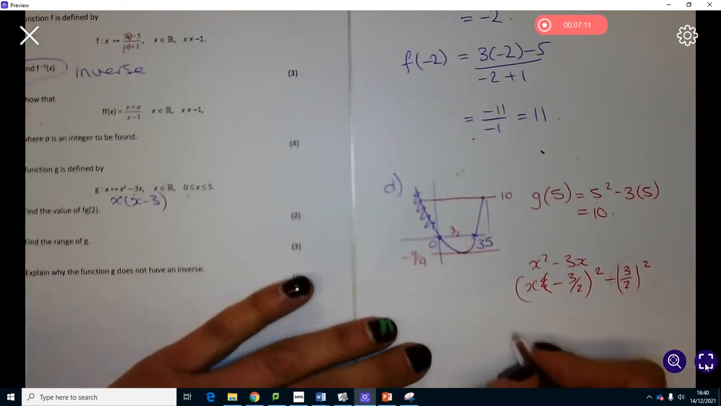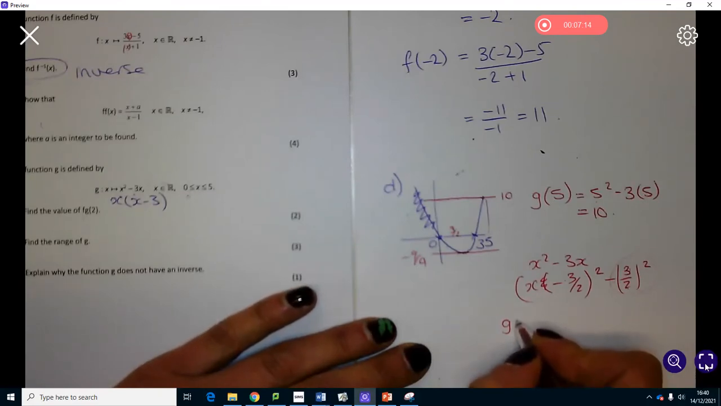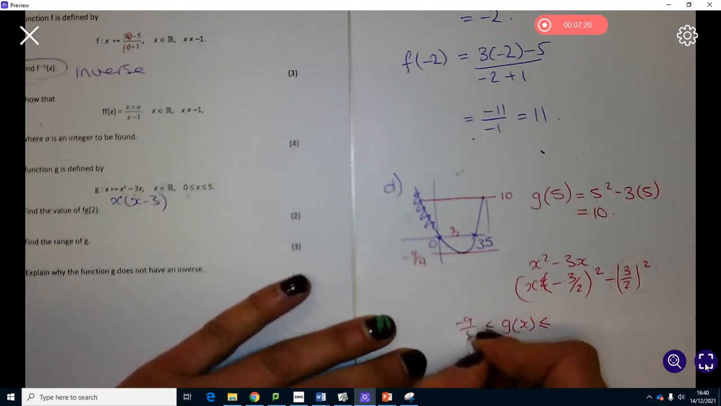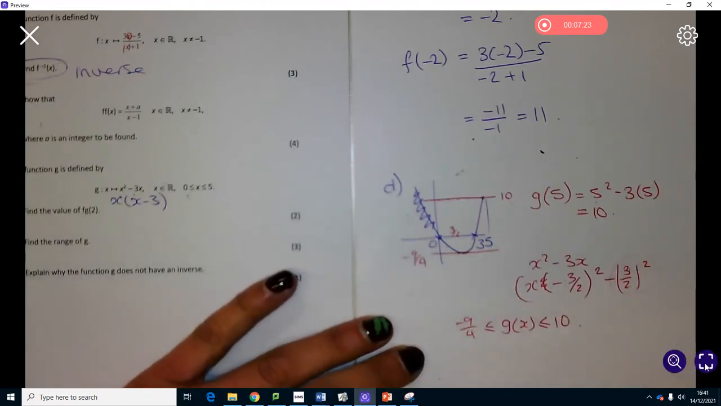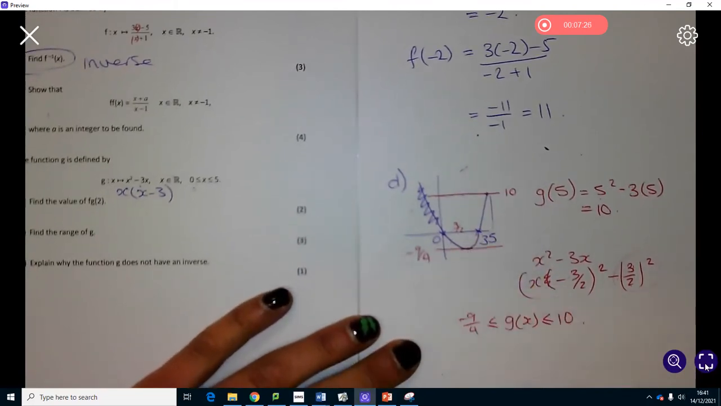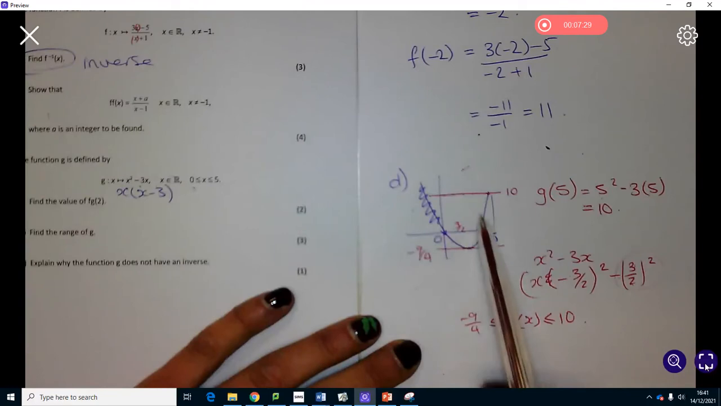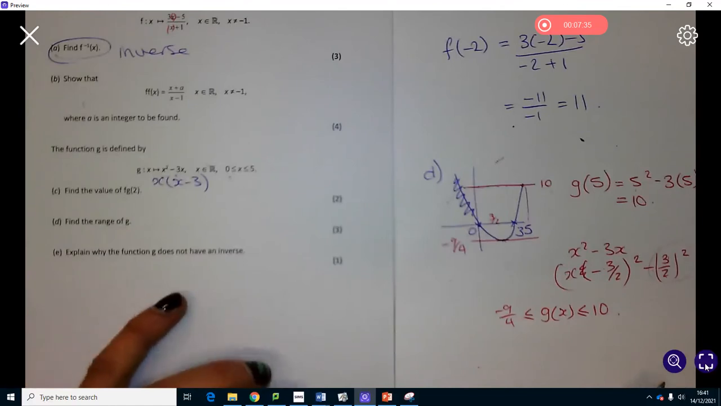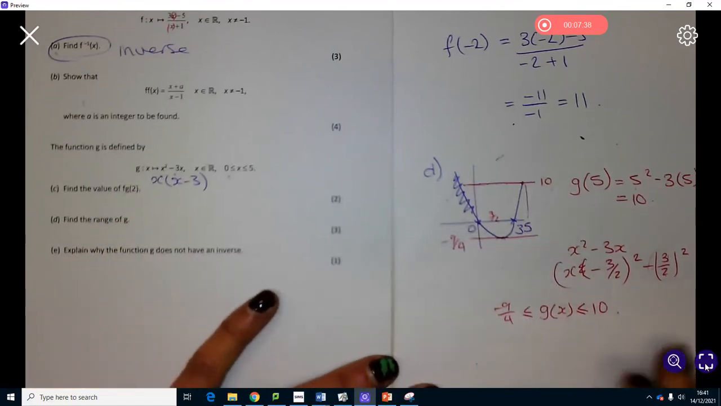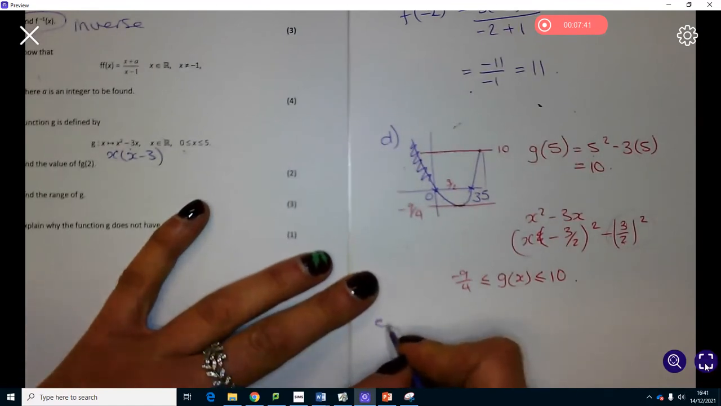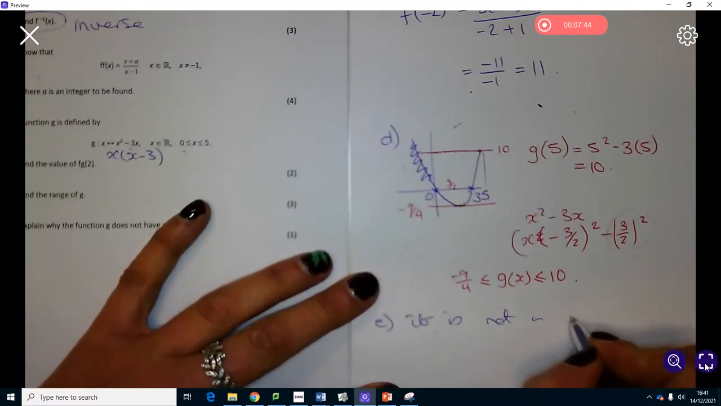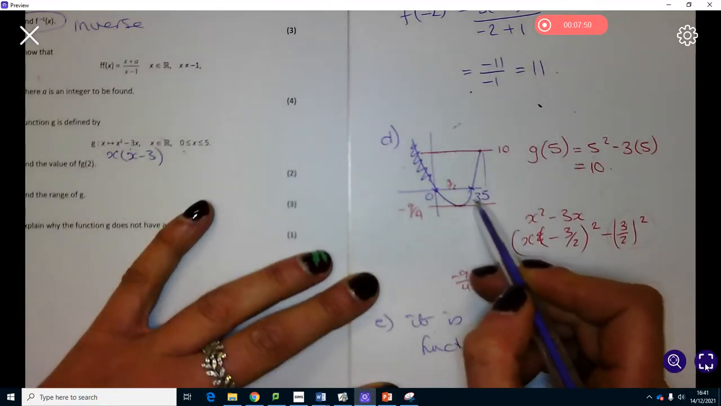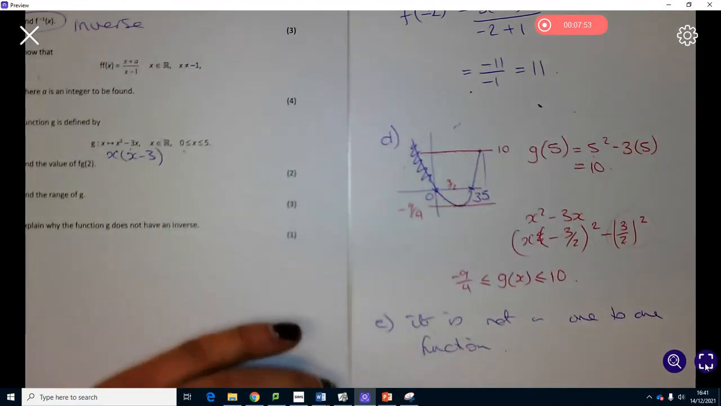So my final answer for the range of g is that g of x is between negative 9 over 4 as the minimum and 10 as the maximum. A little sketch there really helps you just see what's going on and think about the range of y values of that graph. Final question E, why does g not have an inverse? Because it's not a one-to-one function. So you can either say here it is not a one-to-one function, or you could say it is a many-to-one function, and either of those responses would be fine.